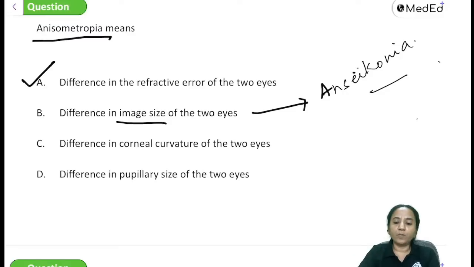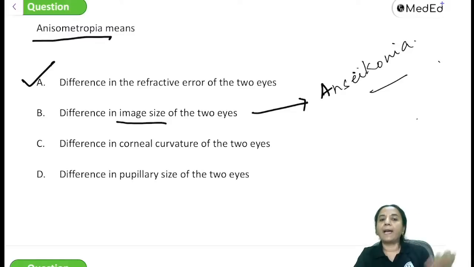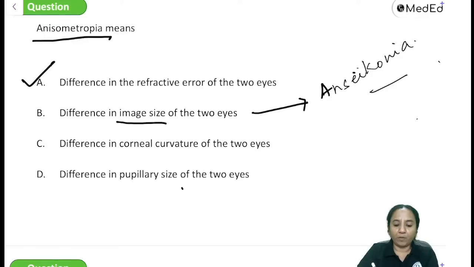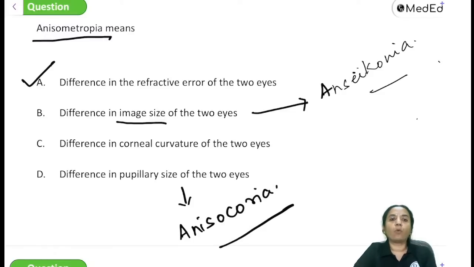So don't confuse the two words. Anisometropia means significant difference in the refractive error between the two eyes, and aniseikonia means significant difference in the image size between the two eyes. And if there is a significant difference in the pupillary size of the two eyes, this is called anisocoria. So anisometropia, difference in refractive error; aniseikonia, difference in image size; and anisocoria, difference in pupillary size.